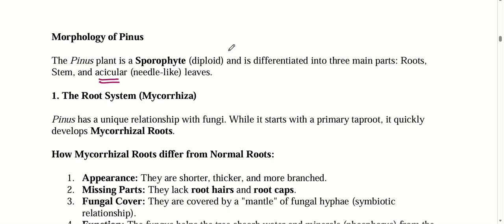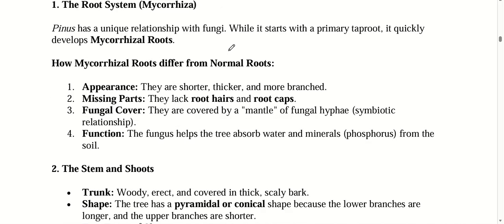Talking about the root system in detail, it has mycorrhizal roots. That is a unique relationship with fungi. While it starts with a primary taproot, it quickly develops the mycorrhizal roots, which help with more efficient absorption of water and minerals. They differ from normal roots in appearance, that is, they are shorter, thicker, and more branched.